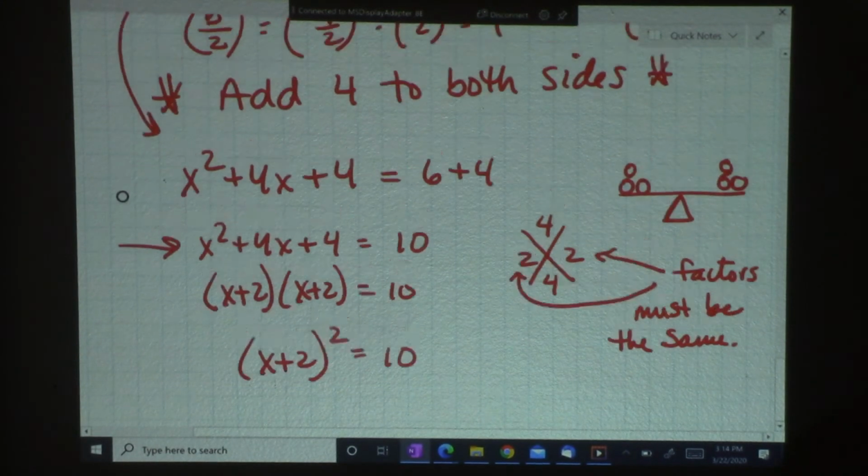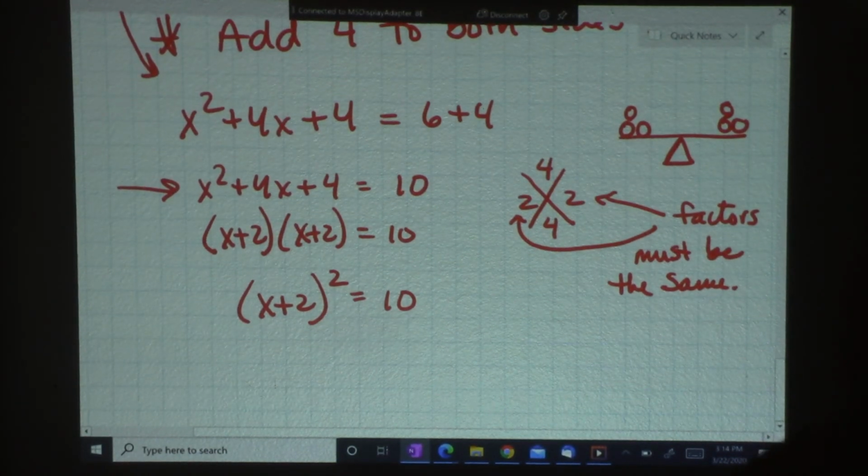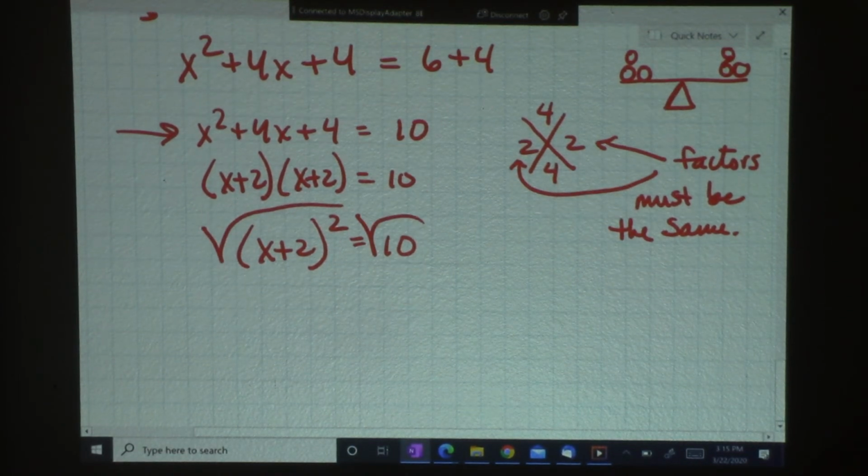I completed it, meaning I added something to both sides, because now I can take the square root and get x by itself. So I'm going to take the square root, and the square root and the power of 2 cancel, so I get x plus 2 equals the square root of 10.